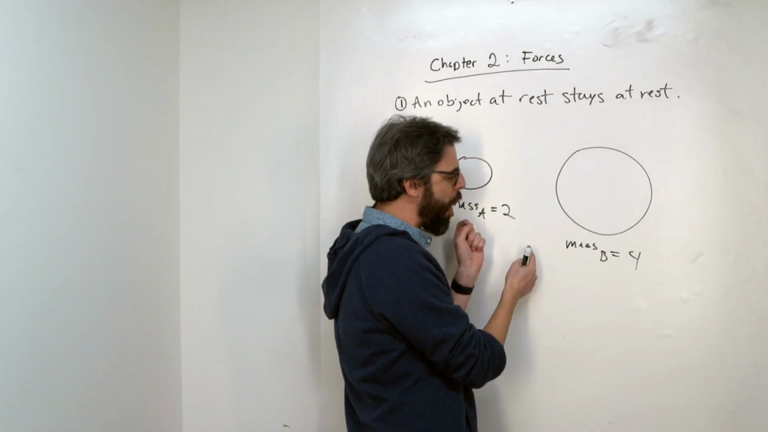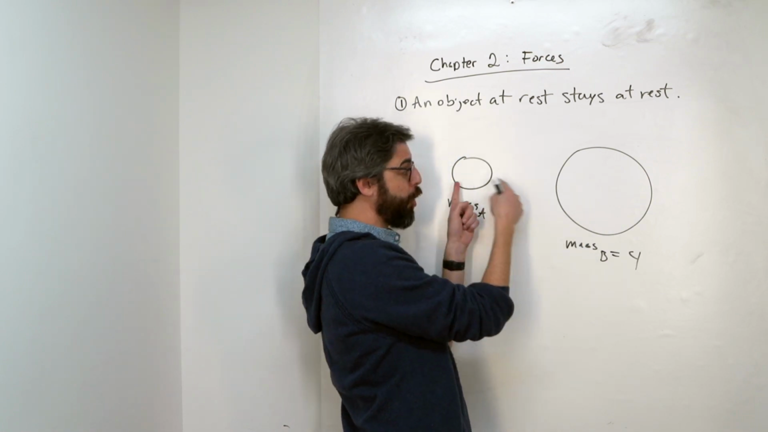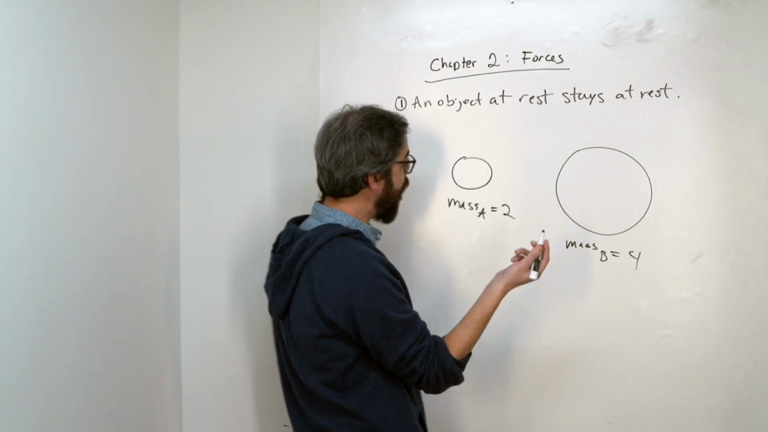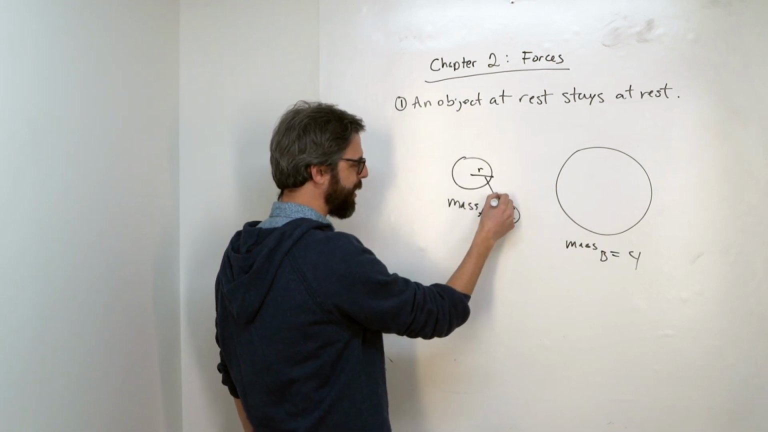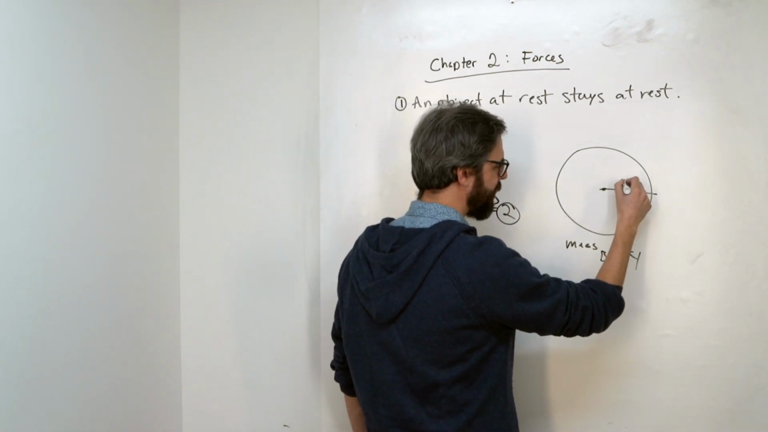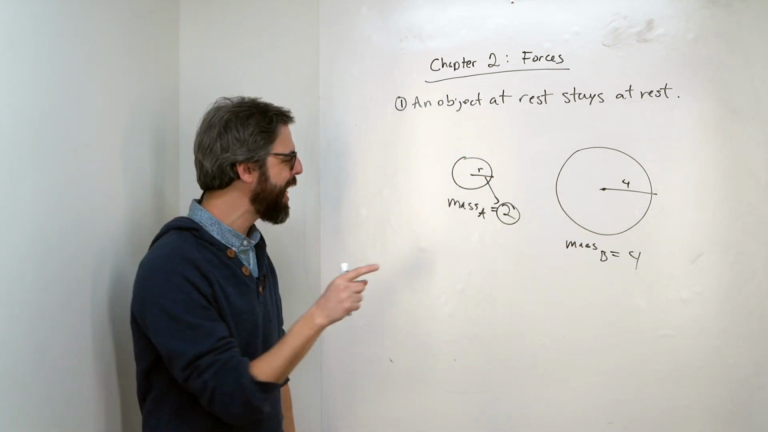Then I might want to draw object B larger than object A. So one idea could be, oh, the radius could be equal to the mass. So here the radius is 2. And here, the radius is 4. But that's not really the right scale.